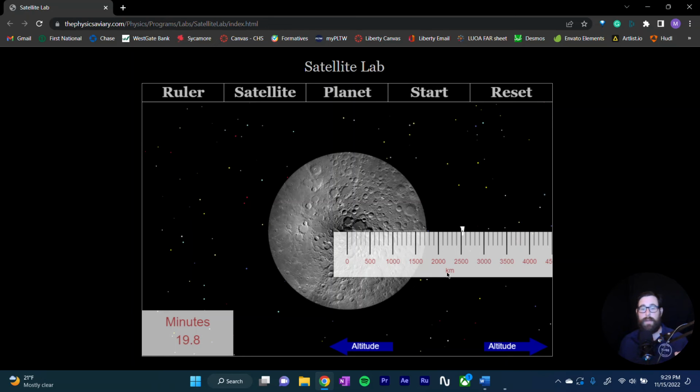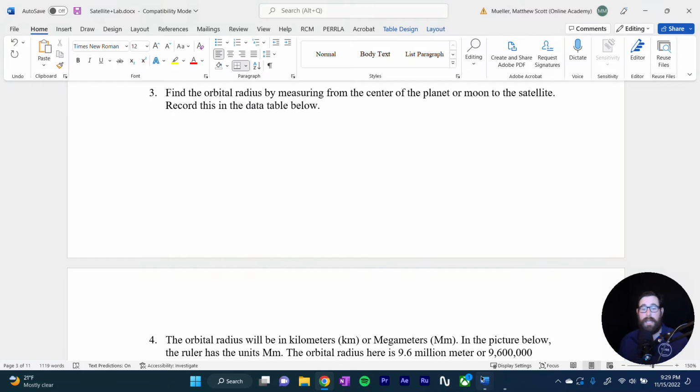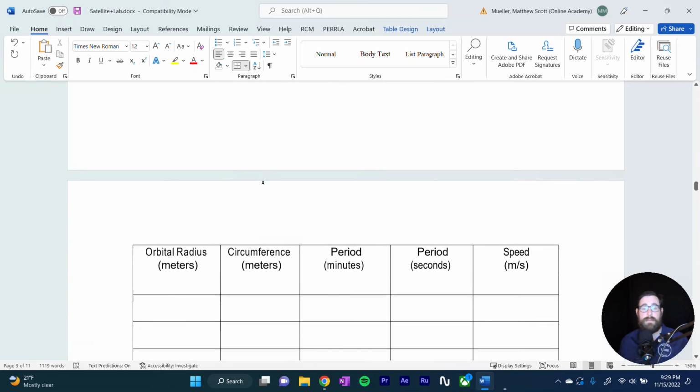So notice here, by the way, that changed our scale. So you do need to be careful what you measure it in based on your planet. So here we're in kilometers. So maybe I start at 2,000 kilometers, and then I go up to 2,500 kilometers. I go up to 3,000 kilometers, etc. Oh, notice it jumped to megameters. Watch your units.